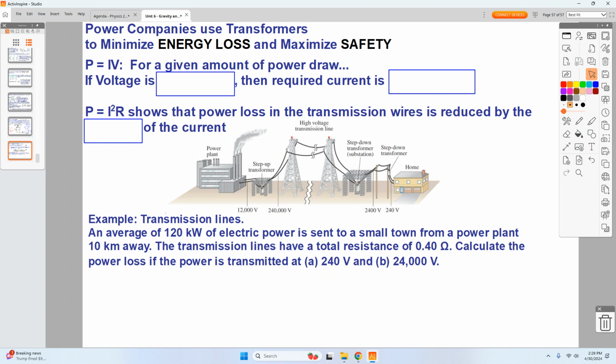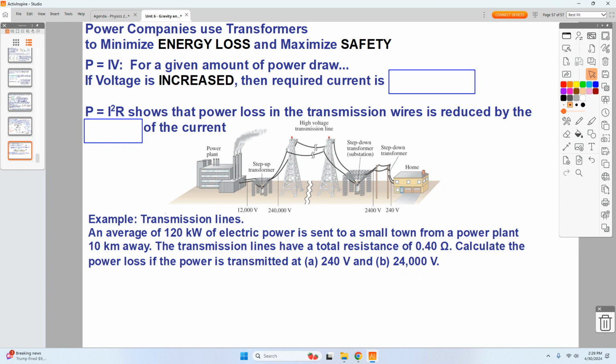It can. If I make that voltage really high, that becomes lethal. So what they do is they use transformers to minimize energy loss but maximize safety. And how they do that is using this equation. For a given amount of power, if I make the voltage bigger, what does that do to the current?